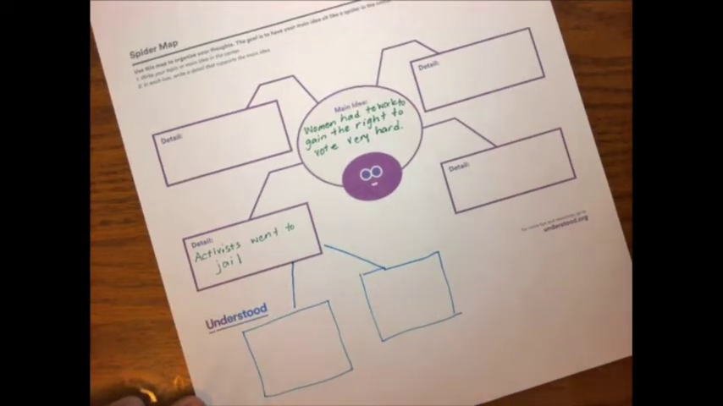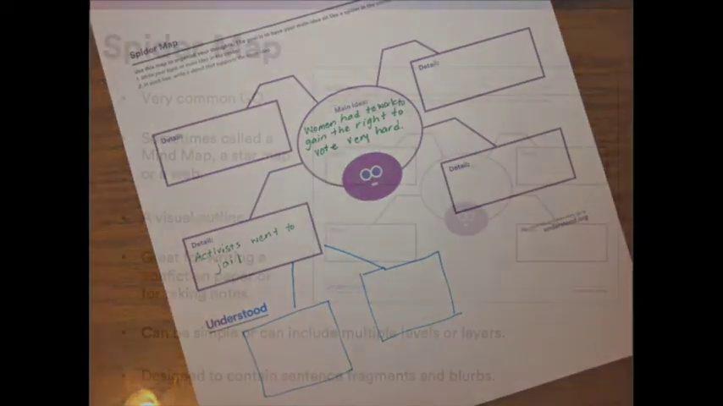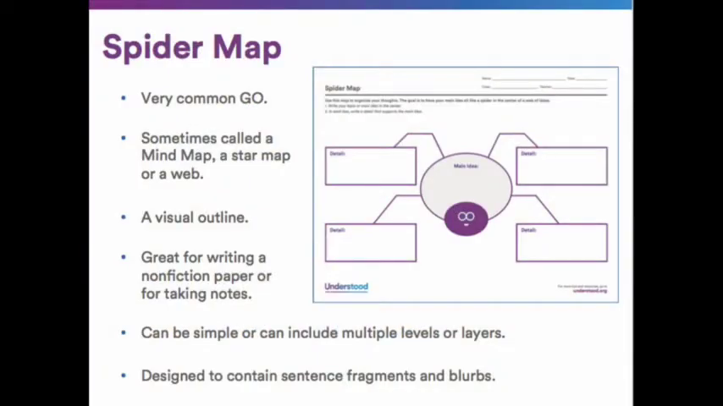And so I would oftentimes have students identify and color code their supporting details or their levels of details before they went and did their note-taking. And it helped them with their research very, very well. So spider maps are really, really common. You're going to see these. They're going to be called mind mapping, star maps, or webbing. It's a great visual tool. It can be used from lower grades all the way up through high school.